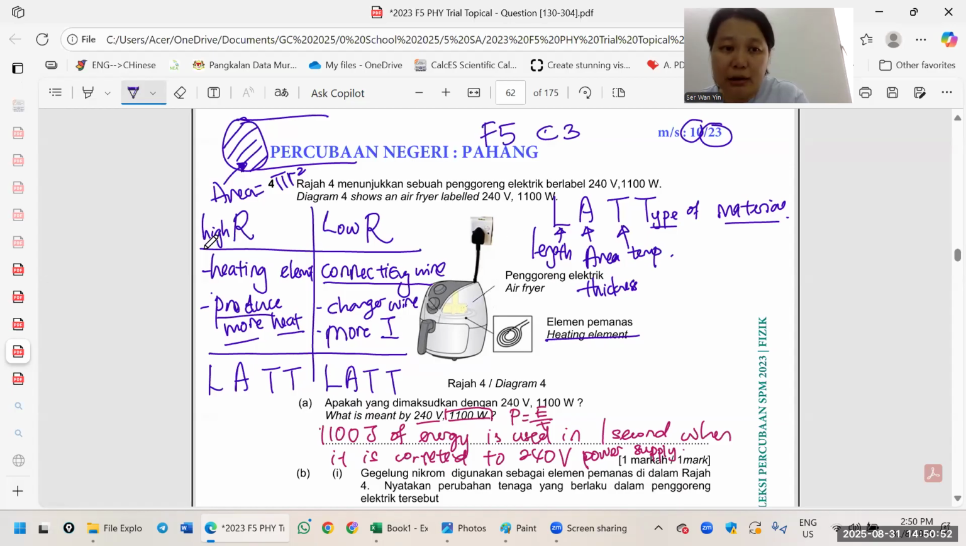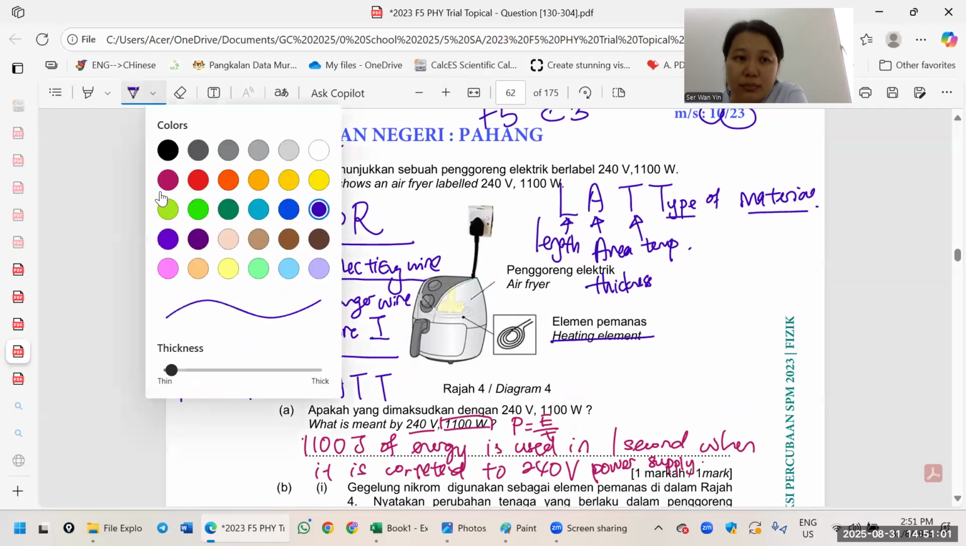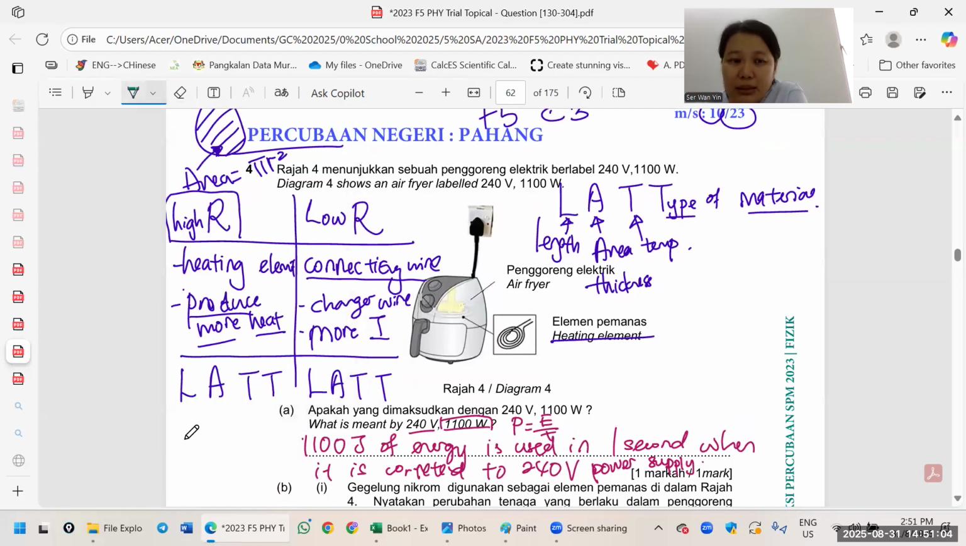So how to get high resistance? The length should be long. Means if got coil, more coil. Area should be thin, should be smaller. Temperature should be higher. Type of material should be nichrome. Okay, so be careful about this. Then we got resistivity.